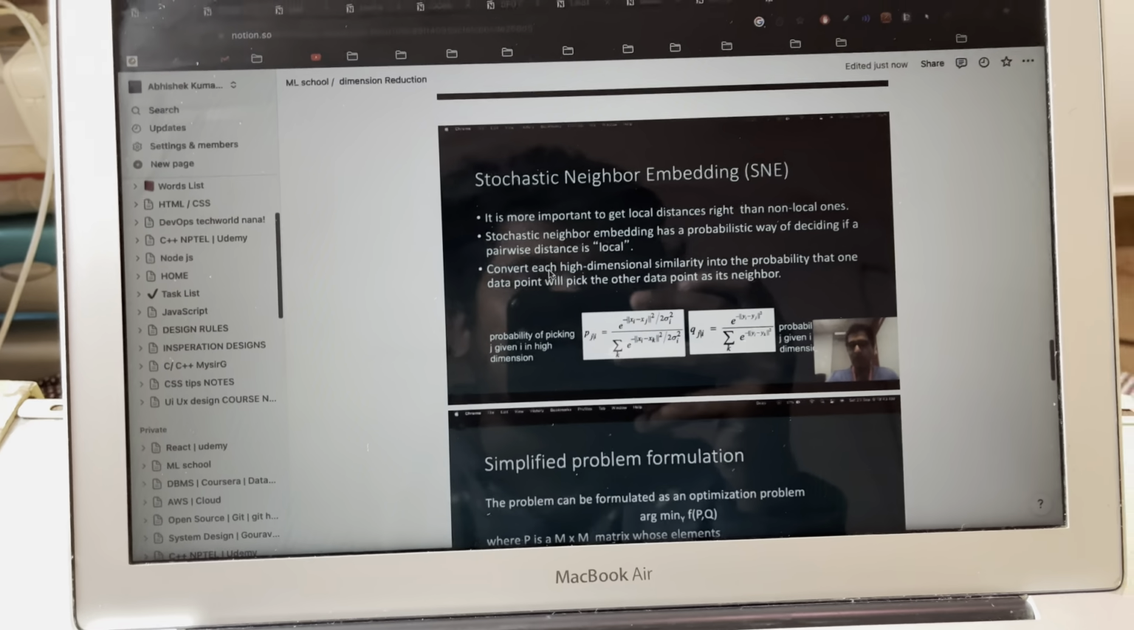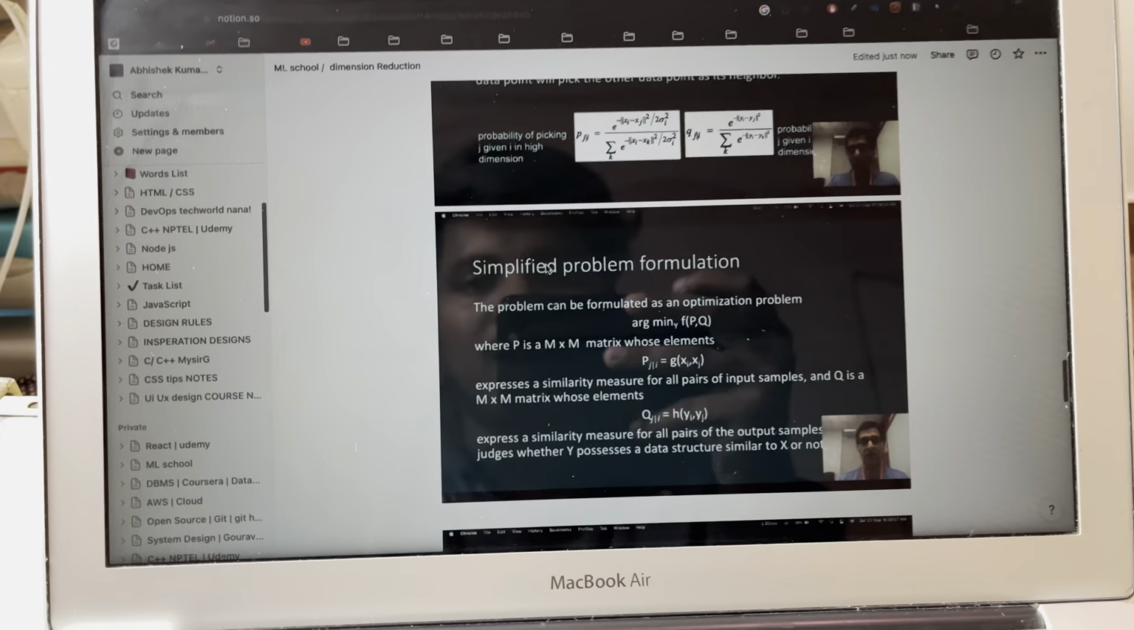Some advanced topic they cover t-SNE and KL divergence. So that they discussed, and now it is a 14-minute break. Let's skip this ASAP.